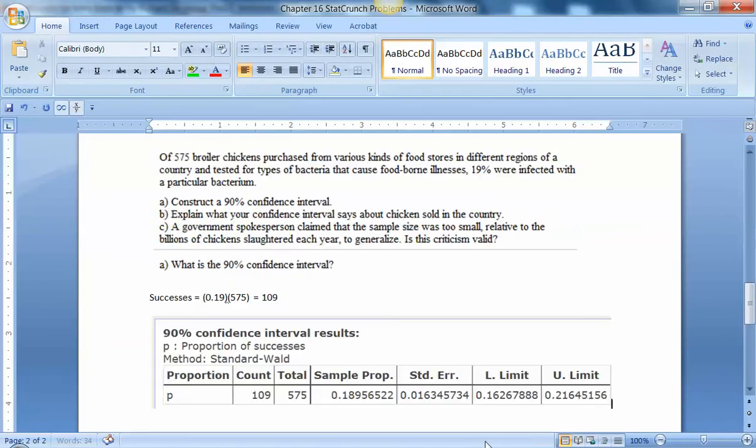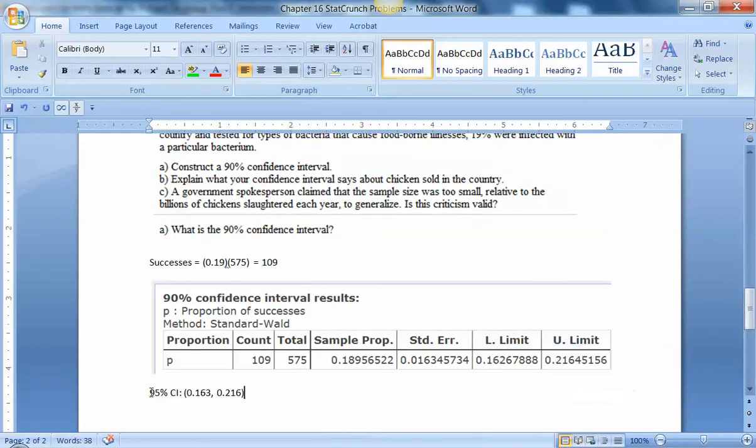And so we've gotten the confidence interval, I'm just going to abbreviate CI, confidence interval. It goes from 0.163, I'll just round it to 3 decimals, so 16.3%, up to 0.216. So there's my, I'm sorry, this is a 90% confidence interval.